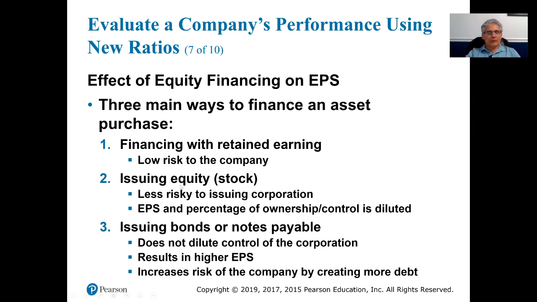We can issue equity, meaning we're going to sell some stock. And when we sell stock, we take that money in and then use it to buy the asset. This is also considered to be less risky to the issuing corporation because we're not going into debt, but yet we're still issuing out stocks, so we're finding a way to finance it, meaning we don't have enough cash ourselves to make that purchase, so we sell more stock. But when we do this, the EPS and the percentage of ownership control is diluted. So in other words, we have more shares outstanding.